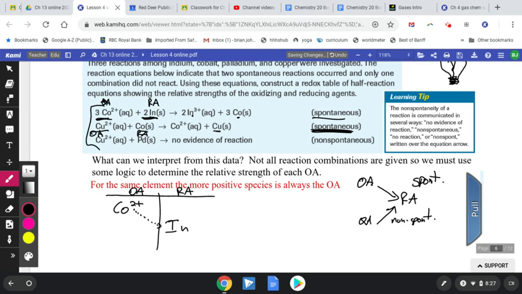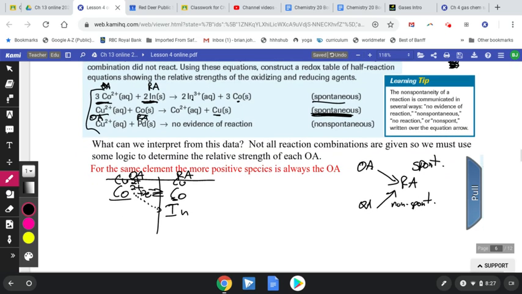So copper 2 plus sits above cobalt solid. So cobalt solid would be here because this is the half reaction. Copper 2 plus has to be above cobalt, so it sits right here. Copper 2 plus, and its metal would be straight across. So there's its half reaction. I did not plan that spacing out very well.